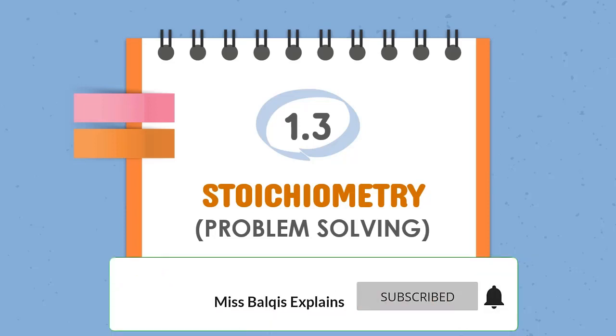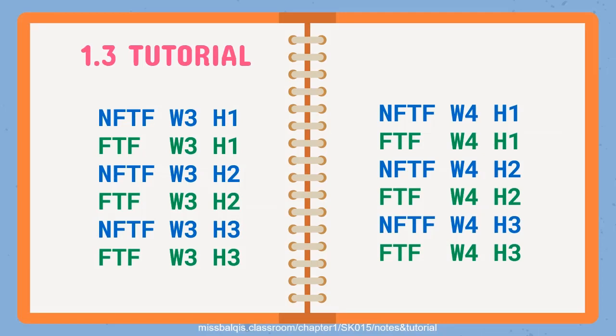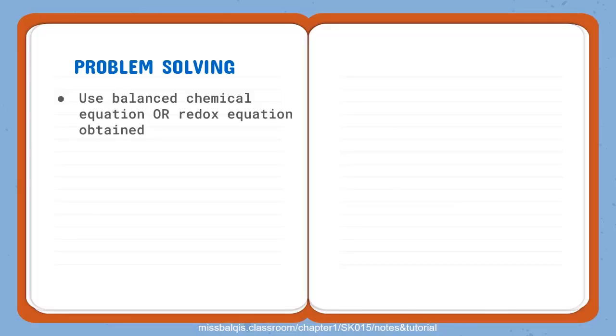In this video, we're going to learn about the second part of this subtopic called problem solving. As for stoichiometric calculations, there will be 6 hours tutorial altogether. As for problem solving in stoichiometry, you need to make sure that you use balanced chemical equations or redox equations, depends on which equations the questions have given you.